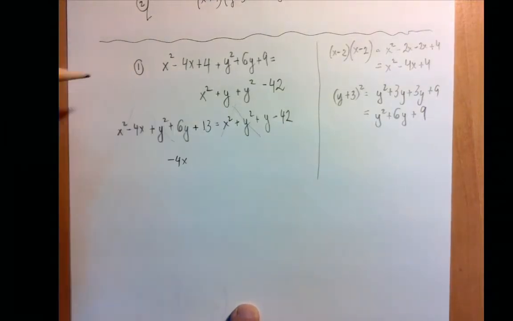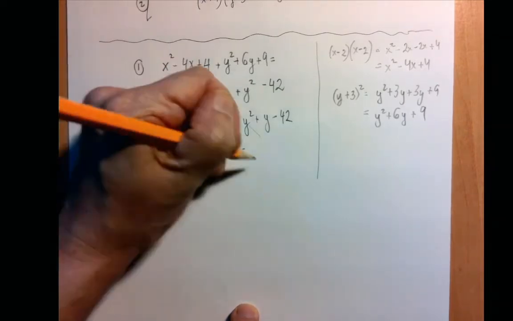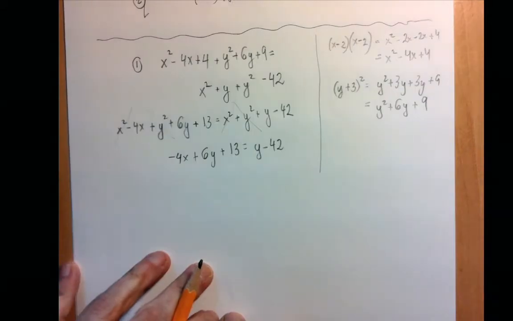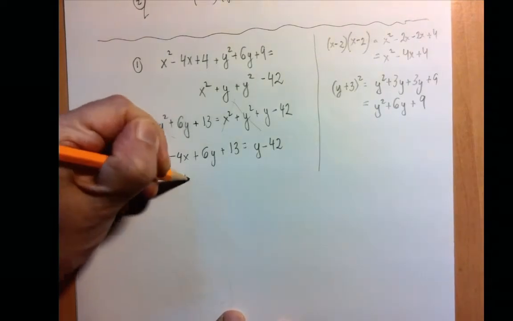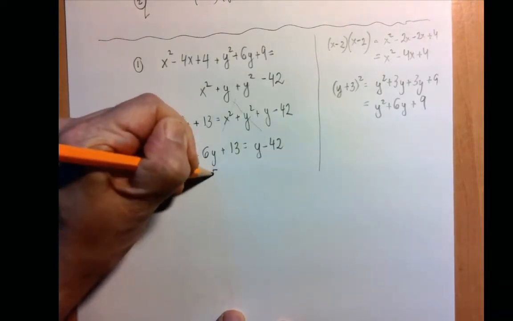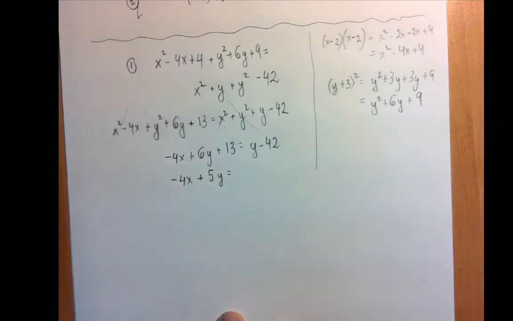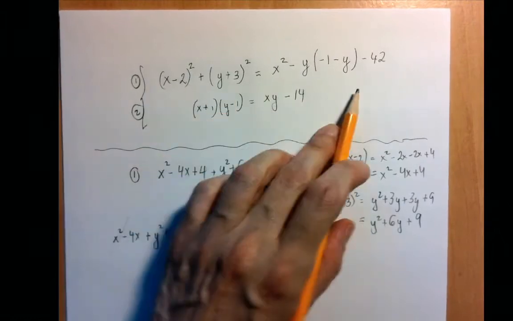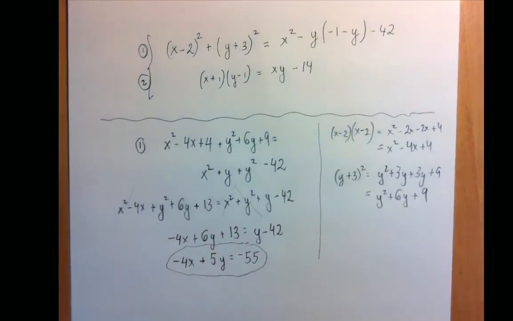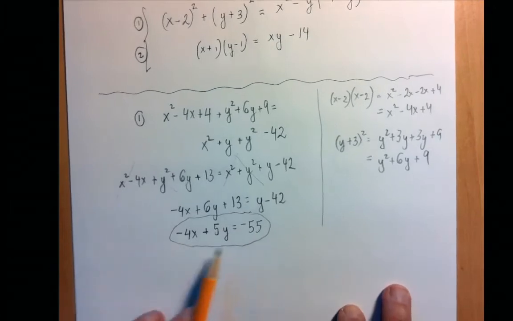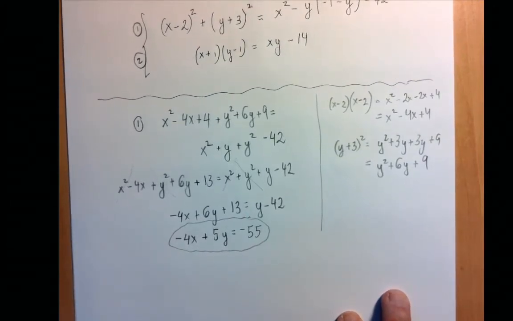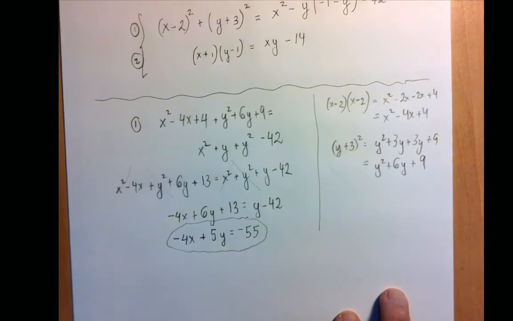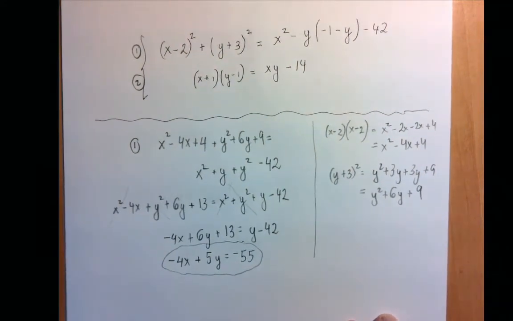Negative 4x plus 6y plus 13 equals y minus 42. And so we subtract y from both sides. We get negative 4x plus 5y. Let's subtract that 13, so we get negative 55. So even though the first equation looks really scary, after a little bit of a workout in algebra, we get this nice usual linear equation. And maybe that's what's going to happen for us in the second equation as well. Otherwise, we wouldn't get this problem assigned.